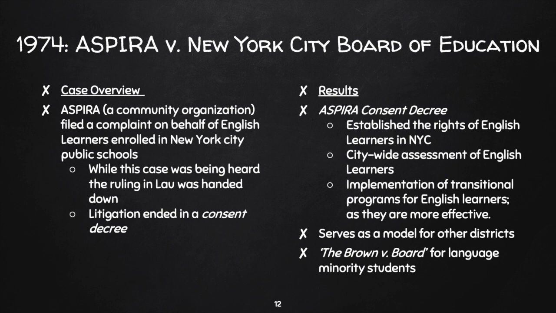Specific rights, specific policies, very prescribed efforts, and not just an overview of policies like has been seen before. It really did establish what schools needed to be doing and how they needed to serve students. There was a citywide assessment of English learners, and there was implementation of transitional programs for English learners as they were more effective. So with this, there was a promotion of programs that utilize students' first language because they were more effective, as opposed to other litigation, other policies that have been in place for English learners.